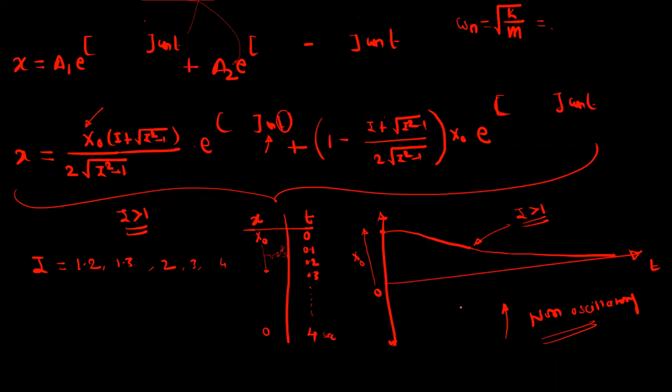Okay, that means if you give the displacement to the mass initially, and if you release the displacement, that means release the force, then the mass will not oscillate about the mean position. It will just move towards the equilibrium position, and after some finite time, it will become stable at that position only.